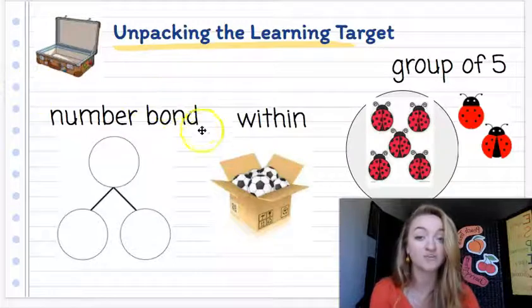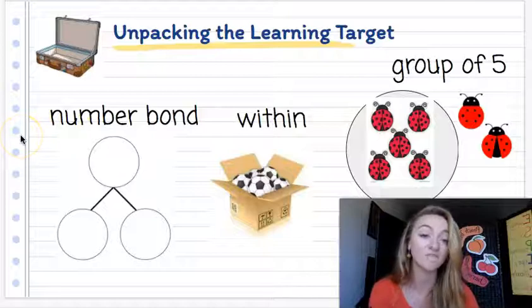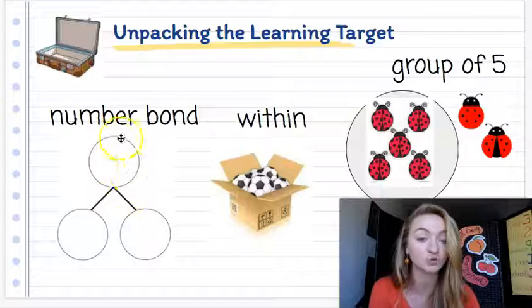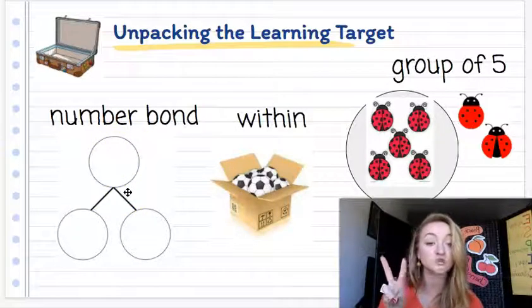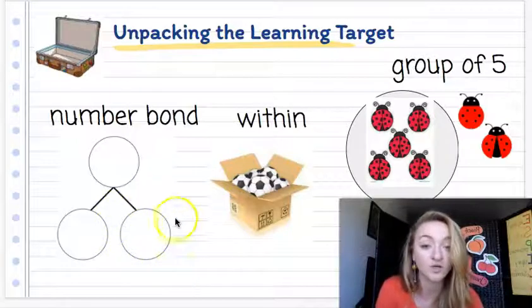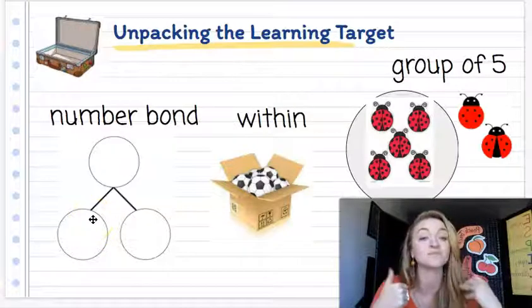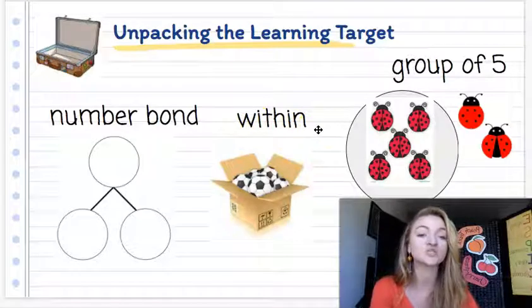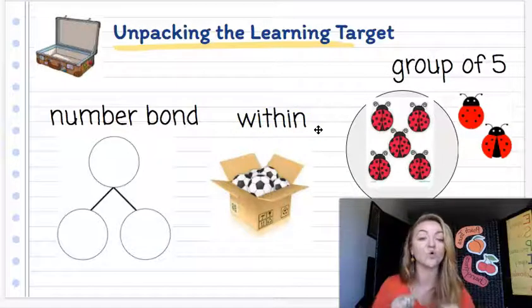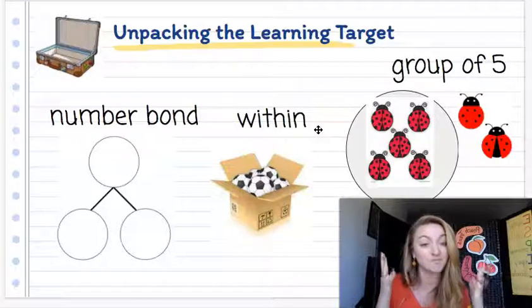So a number bond, if you remember, is what we were talking about when we made our math materials. It's when you take one bigger number, which usually goes here, and we're going to break it up into 2 smaller parts. And those parts go here and here. We're going to practice this today so that you can see some examples. Within, when we're talking about math, is going to mean like inside. We're going to be looking for numbers that are smaller inside of a bigger number.